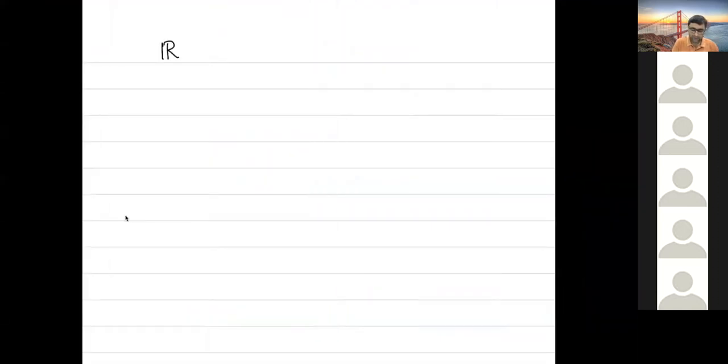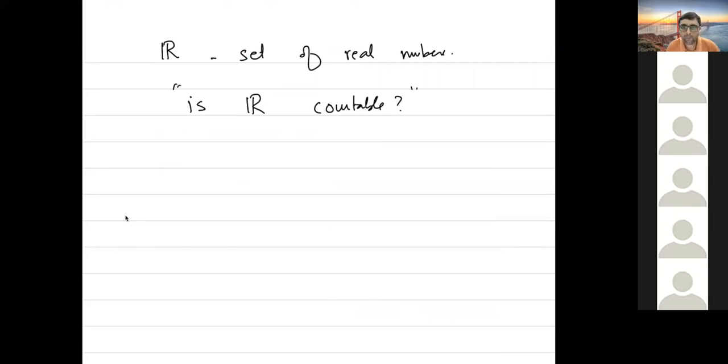So are you all familiar with the set R, the set of real numbers? So the question is, is R countable? Can anyone try? Yes, can anyone? Sir, I think R is not countable. Okay, why?